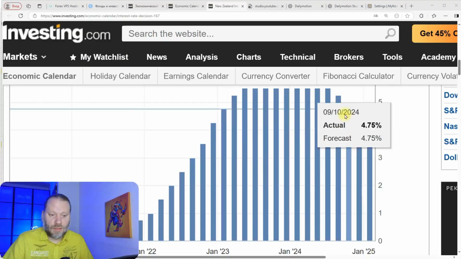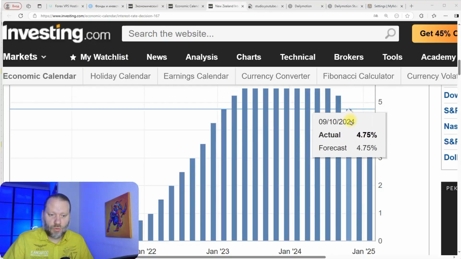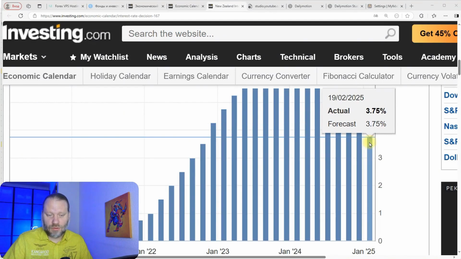In general, we see that there is currently a trend towards a decrease in the interest rate of the Reserve Bank of New Zealand. Therefore, most likely the rate will be reduced as expected, and we can profit from this.